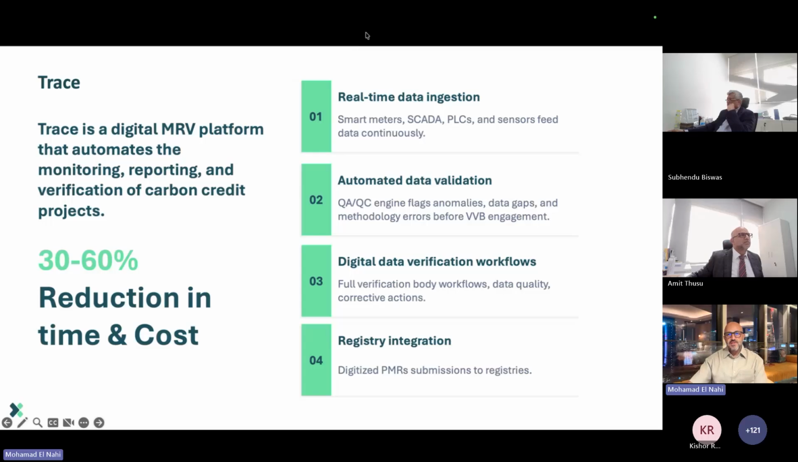What I'll do is jump into a demo. The demo is split into multiple views. The view of a project proponent, just to give you an overview of what the project proponent does and sees and how they interact with a VVB when applicable. The VVB workflow, what happens when there's a trigger for issuance, and how everything is, let's say, centralized in one single spot.